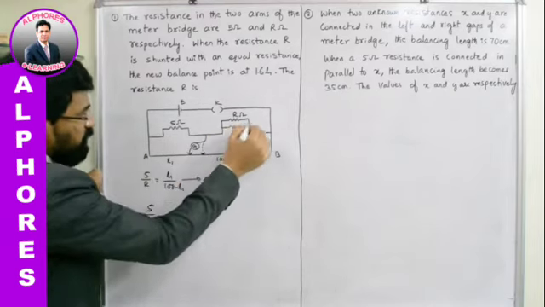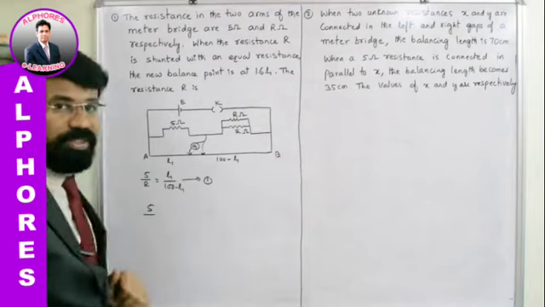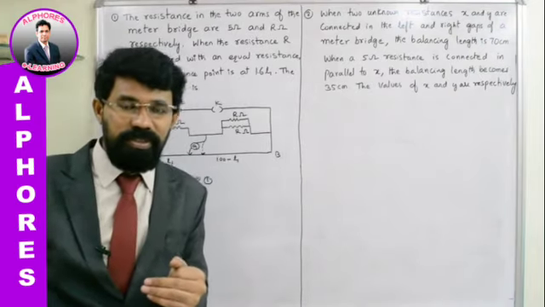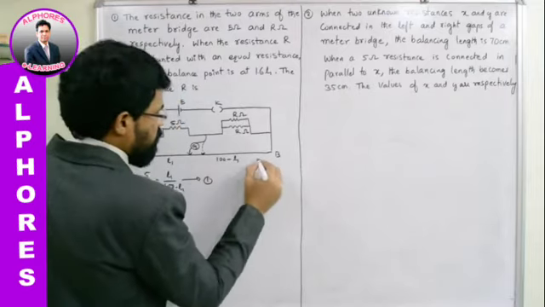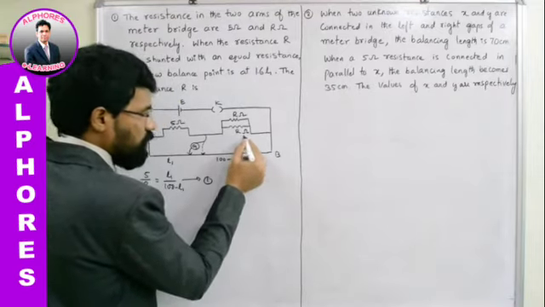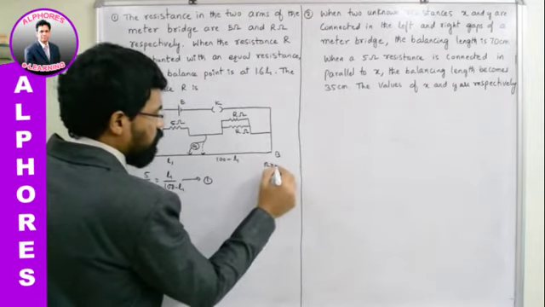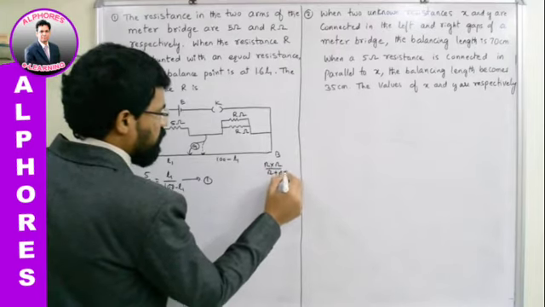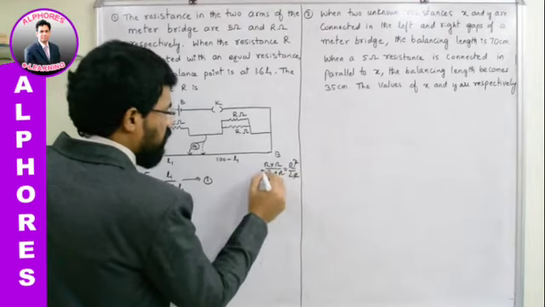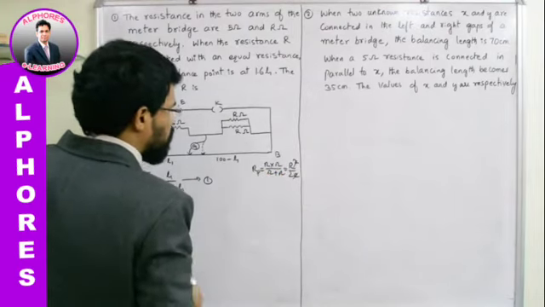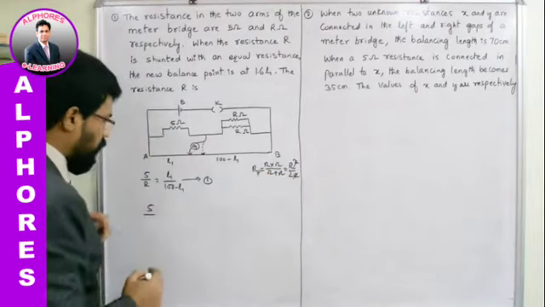In the right gap, what is the effective resistance? If two resistors are connected in parallel, the effective resistance is taken as R1 R2 by R1 plus R2. Here R1 is R and R2 is also R only. So R into R by R plus R. So what will you have? R square by 2R. R gets cancelled. So R by 2 is the effective resistance of this parallel combination. So R by 2 is the value.